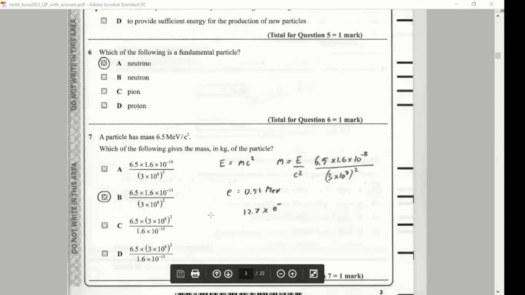A particle has a mass of 6.5 mega electron volts per c squared. Which of the following gives the mass in kilograms of the particle? We know that the mass is the energy divided by c squared. The energy of the particle is 6.5 times 1.6 times 10 to the minus 13, because it's mega electron volts, divided by c squared. The answer is B. Now, if you just do a quick bit of maths on this, you know that an electron is about half an MeV. This is about 13 times the mass of an electron. And if you do type all those numbers into your calculator, you get about 13 times the mass of an electron. So it is B.